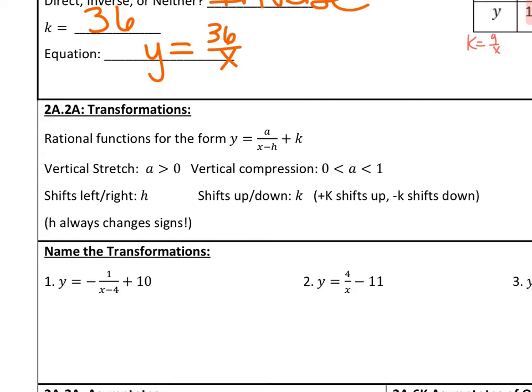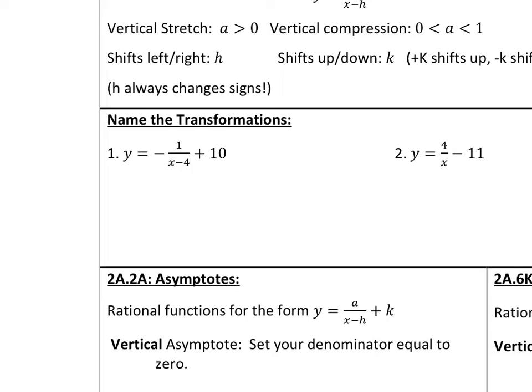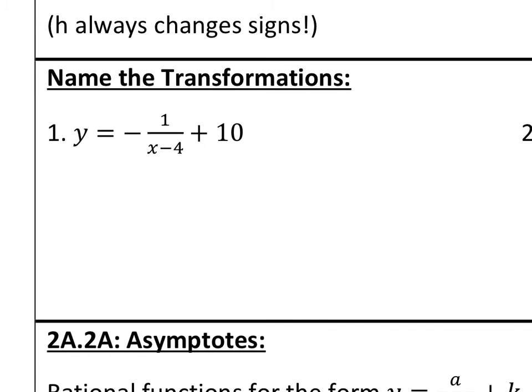Okay. H shifts left and right, but H is always the opposite of what you see since there's a minus sign, and K always goes up and down. So on these, I'm going to go ahead and write the first one, but I'm not going to write the other ones, but we will do them, okay? We have 3 things going on here that I can see off the bat. We have this negative sign. That means that A is a negative 1.